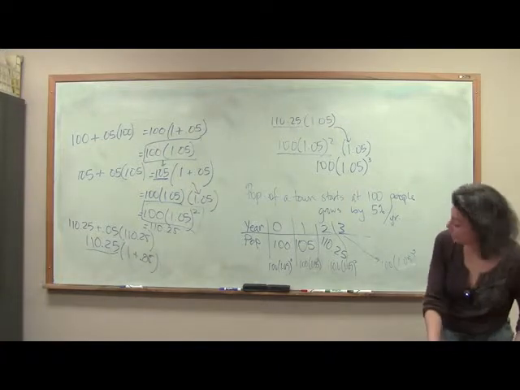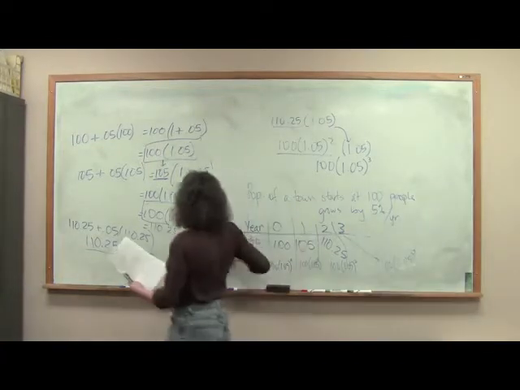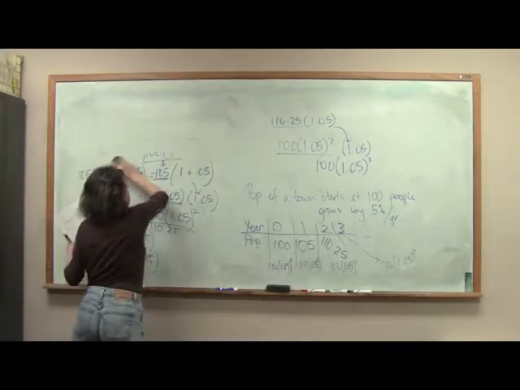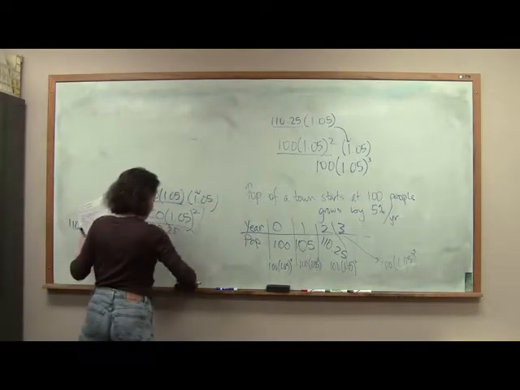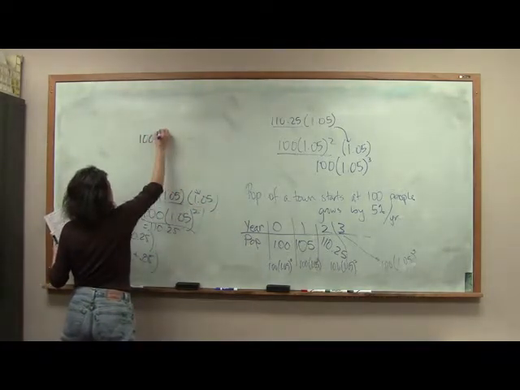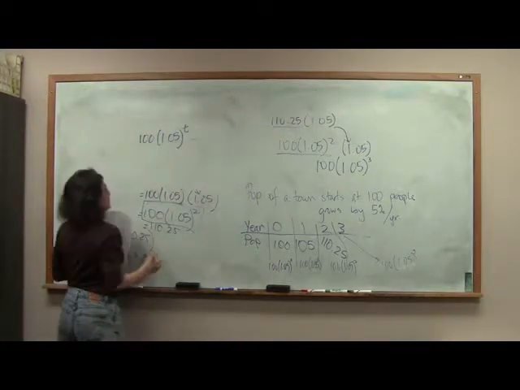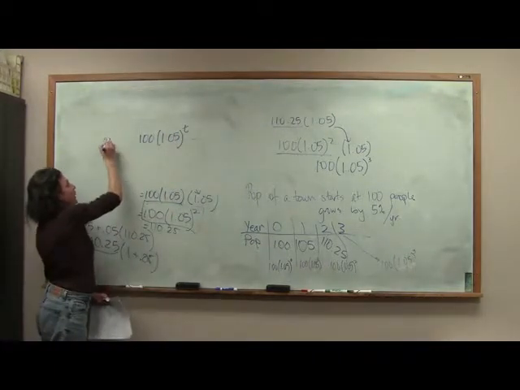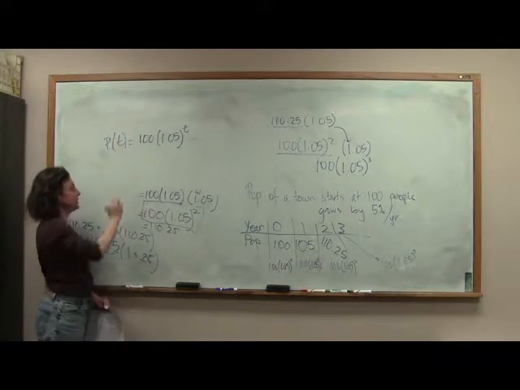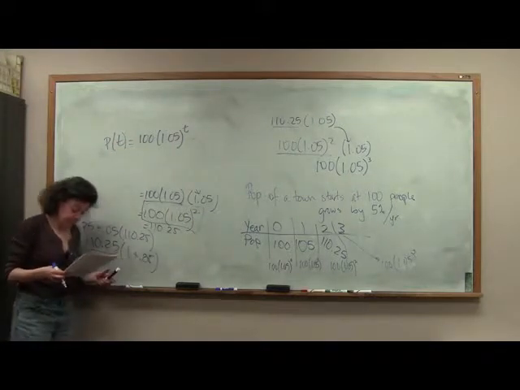Okay? So I claim we could write this in general as the following. 100 times 1.05, we could say to the t power. And that's the population in year t. Okay?